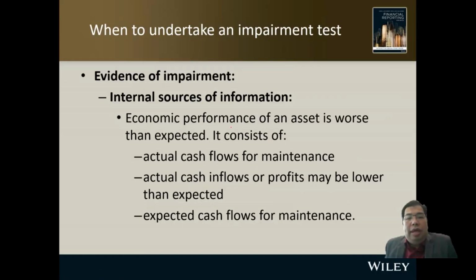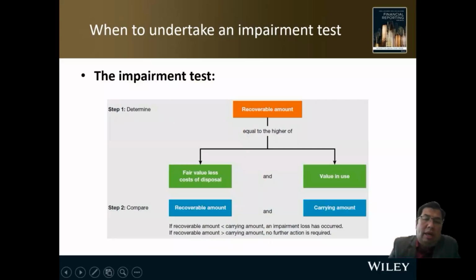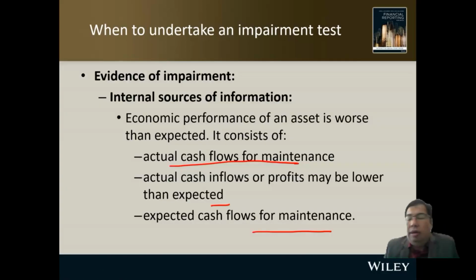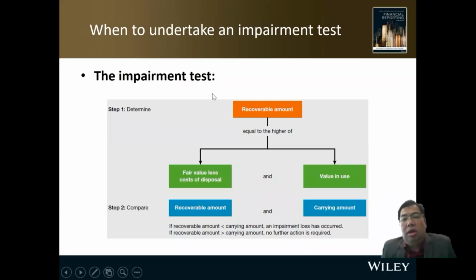For example, for the internal source, you can compare the economic performance of the asset. For example, an increase in maintenance cost, or actual cash inflow or profit may be lower than expected, and also how much you are going to spend on the maintenance of that asset. So there may be an increase in the maintenance cost for that asset.